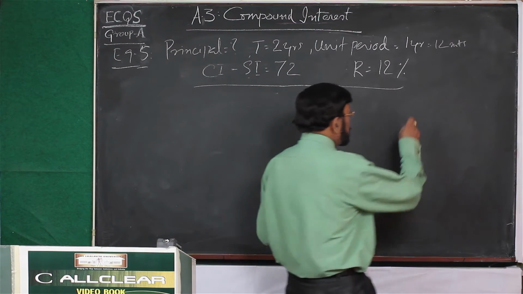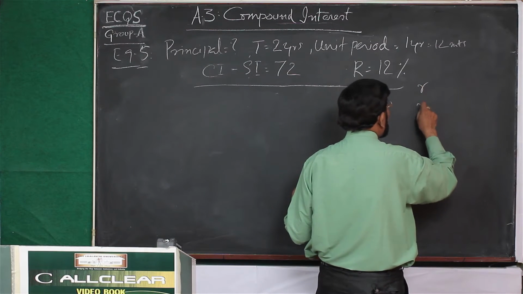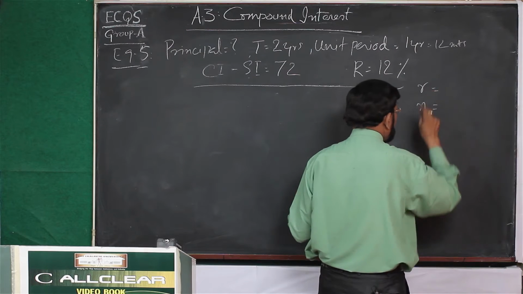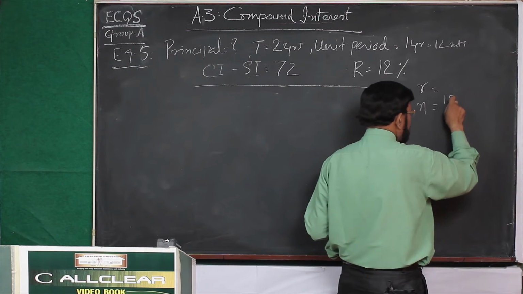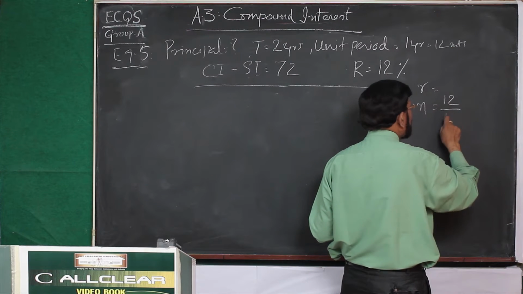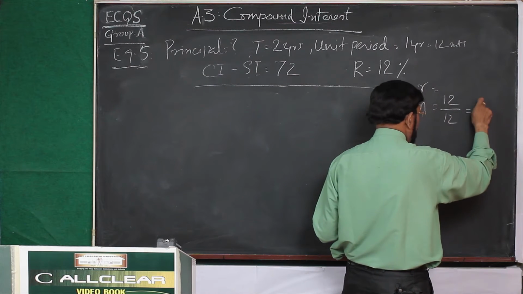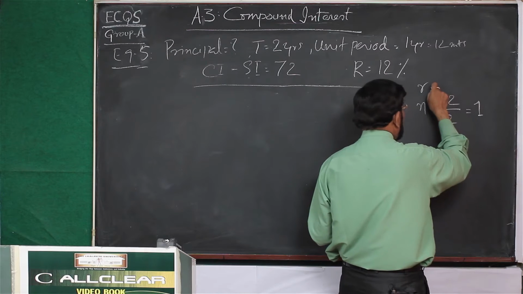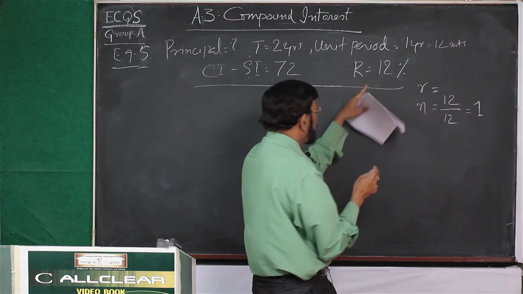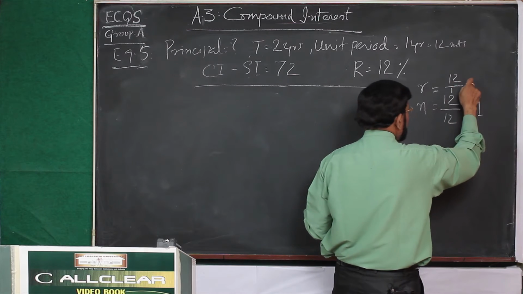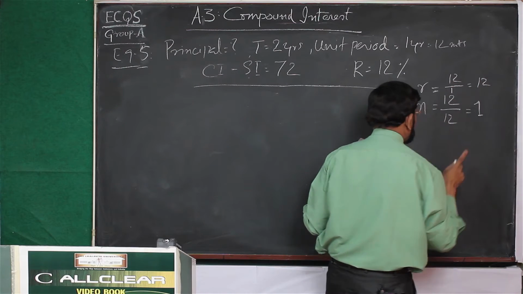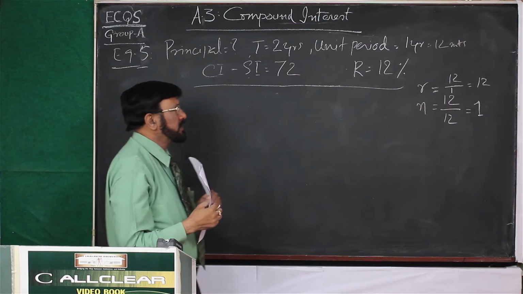First what we do, small r and small n we have to calculate. Small n is 12 months divided by unit period 12, that is 1, n is equal to 1, and rate is 12% by n, that is 12. So r and n we calculated.